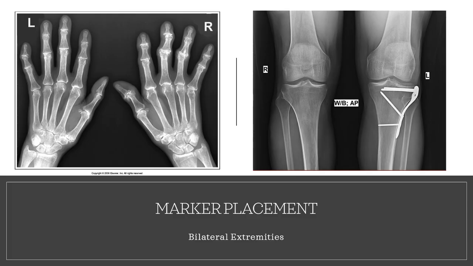Marker placement for bilateral extremities. For bilateral hands, you would mark both sides. Knees, you would mark both sides. AC joints, you would mark both sides.